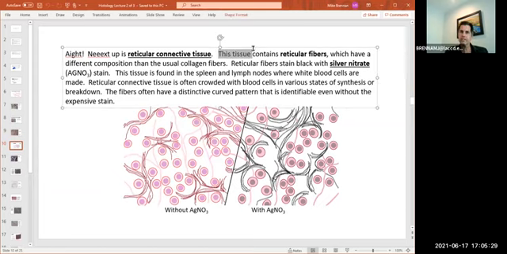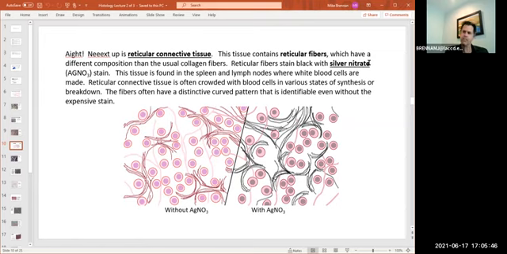Okay, next up is reticular connective tissue. So this tissue contains reticular fibers, which are chemically a different protein mixture than collagen fibers. Reticular fibers stain black when we apply a chemical called silver nitrate.